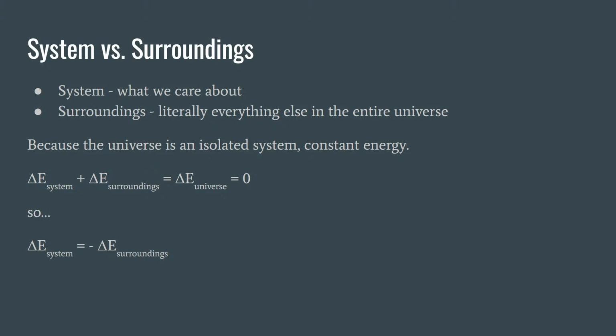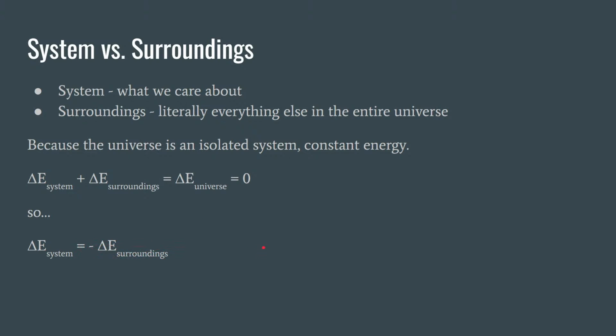So what this means is that because the universe is an isolated system, the energy of the universe is constant. So the change in energy of the system plus the change in energy of the surroundings will be equal to the change in energy of the universe. And thus, it will be equal to zero. Which means that the change in energy of the system is going to be equal and opposite to the change in energy of the surroundings. So notice this negative sign here.